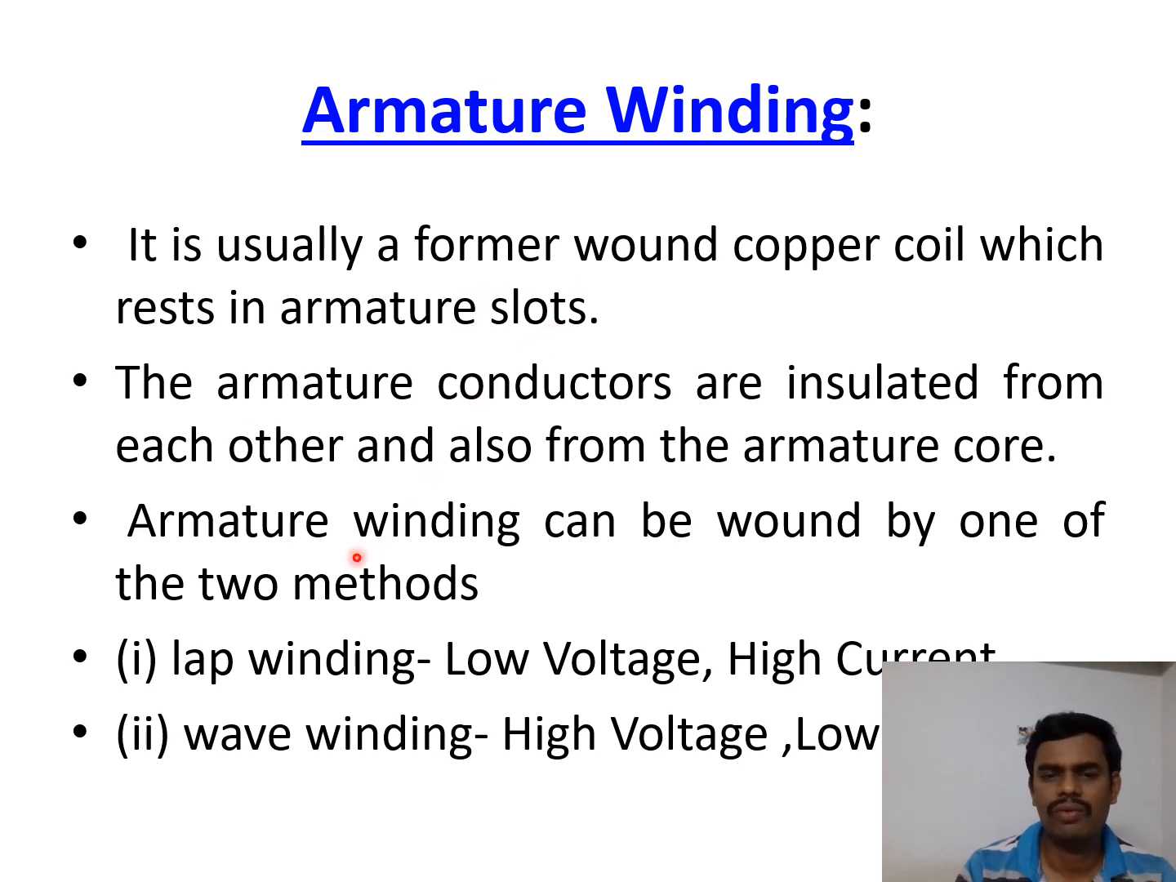These armature windings can be wound by either of two methods: lap winding or wave winding. We prefer lap winding when we use low voltage and high currents, and when we have high voltages and low currents, we go for wave winding.